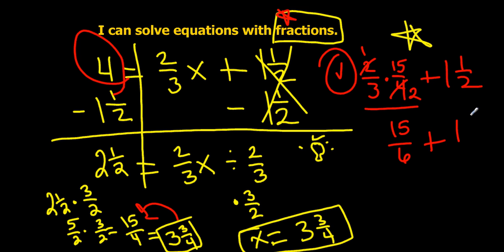Plus 1 1/2. So now how many 6s are there in 15? How many groups of 6? There are 2 with 3 left over, so I end up with 2 3/6. Ooh, that's the same as 2 1/2. And so I'm left with 2 1/2 plus 1 1/2. What's 2 plus 1? 3. 1/2 plus 1/2 gives me 4.